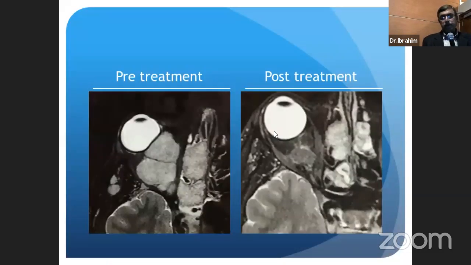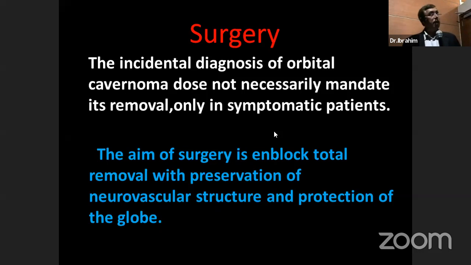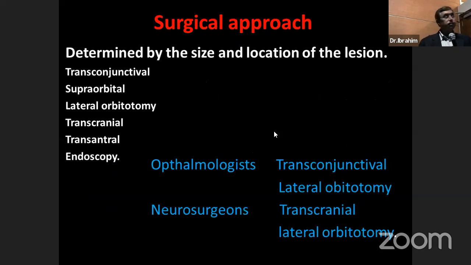So you now know of another, alternative technique for this. Okay, so surgery is the mainstay, but remember that if you find this incidentally, it doesn't mean that you have to remove it. It has to be symptomatic. And the aim of surgery is to take the tumor totally en bloc and avoid injury to the surrounding structures.